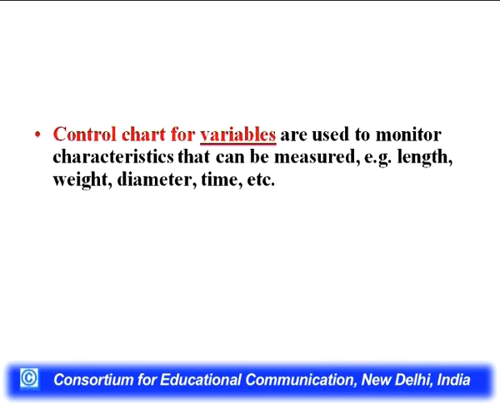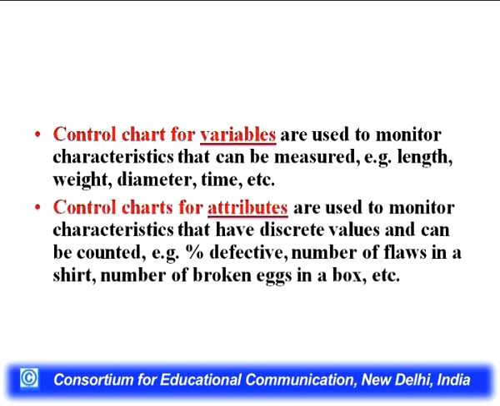Control charts for variables are used to monitor characteristics that can be measured, that is length, weight, diameter, time, etc. Control charts for attributes are used to monitor characteristics that have discrete values and can be counted, that is percentage defective, number of flaws in a chart, number of broken eggs in a box. Where we have discrete numbers, we use attribute charts, where we can measure the parameter, then it is called variable chart.